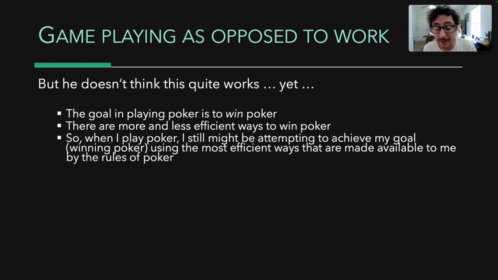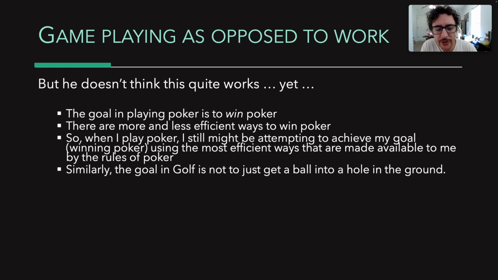And so when I play poker, I still might be trying to make the best decisions I can to make it more likely that I'm going to win. I want to make the best choices so I can more efficiently achieve this goal of winning the game using the most efficient ways that are made available to me by the rules of poker. I don't want to make bad choices and bet on hands that aren't very good. That would not be a very efficient way to achieve the goal of winning poker.